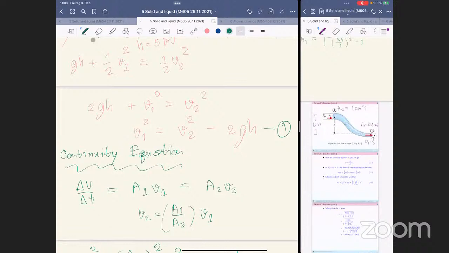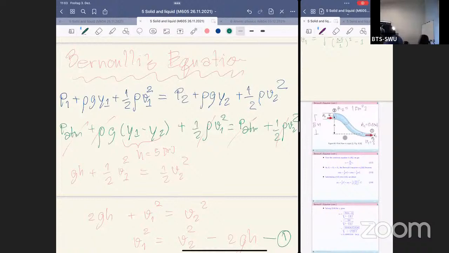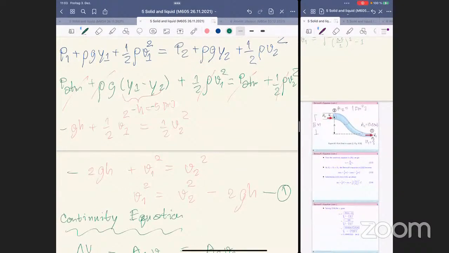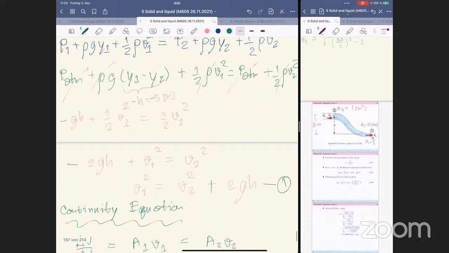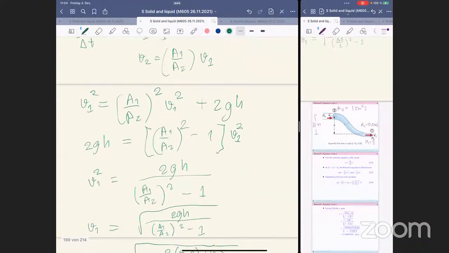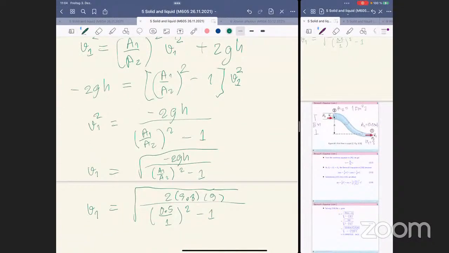Why? Y2 minus Y1. Yes, I know, this one is incorrect. Y1 minus Y2 is not h, it's negative h, negative 5. So this one is negative 2gh, this one is negative 2gh. Once you move it to the other side, it's going to be positive. On the right hand side you get positive here. Move to the left hand side, it's negative, and you have the negative here again.